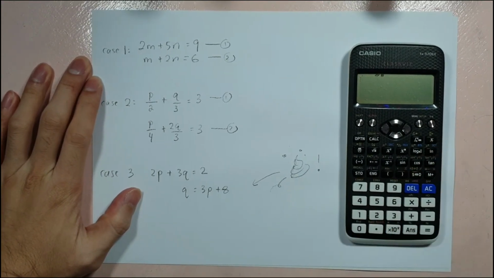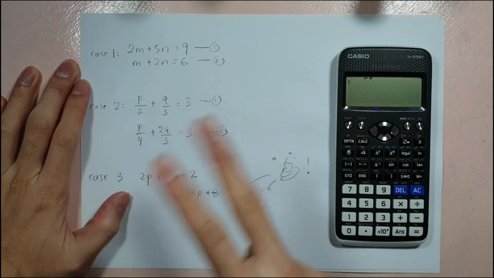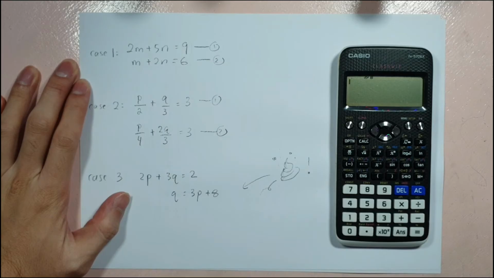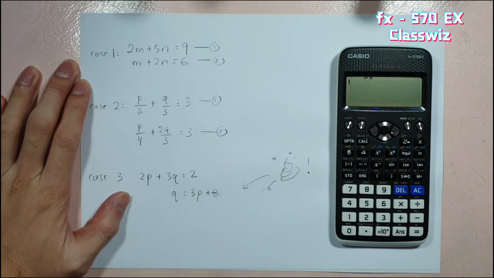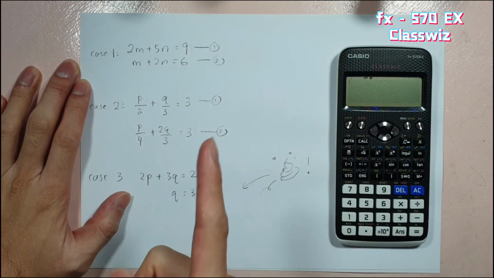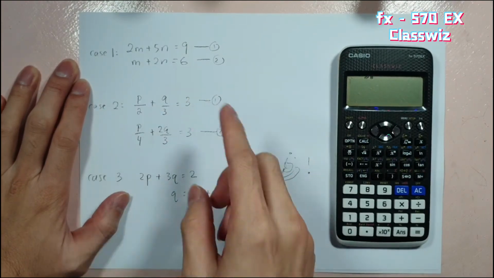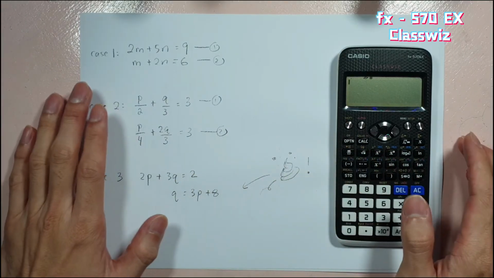Okay, now we're gonna do simultaneous equations, or in other words, linear equations involving 2 variables, by using the fx-570EX, the so-called ClassWiz version of Casio, the latest version. This chunky calculator, right? How are you gonna solve all these things? Check your answer. Remember, don't ever write the final answer only for this kind of simultaneous question.